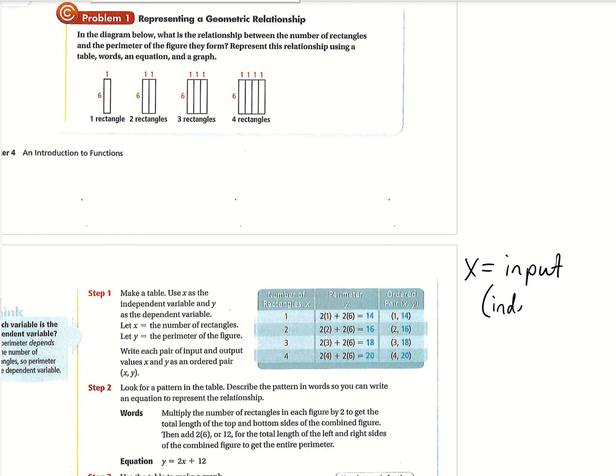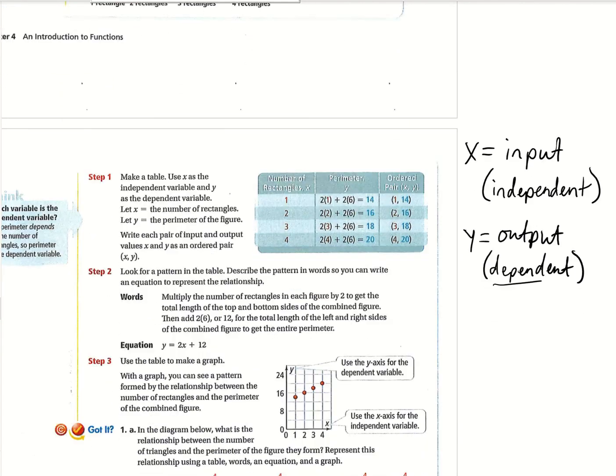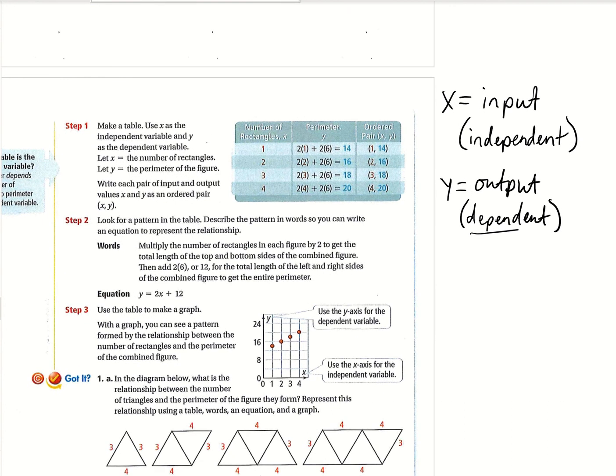It's also the independent variable. And then Y is going to be your output, and that is your dependent variable. For their dependent variable, they have the perimeter, because your perimeter is going to depend on the number of rectangles that you have. And then after that, they give you an ordered pair. An ordered pair is always written as (x, y) in parentheses, and that is this column right here.